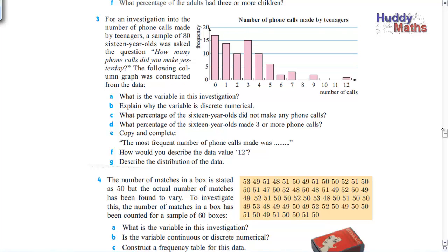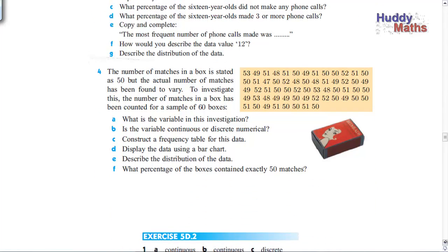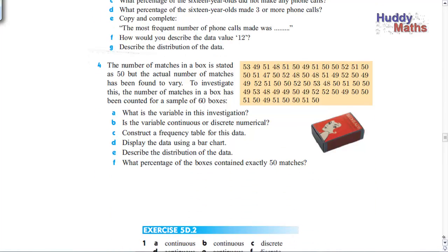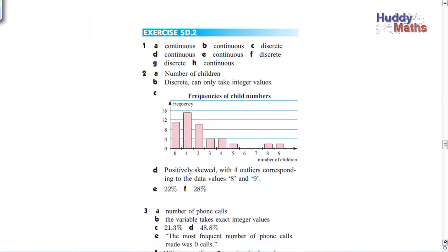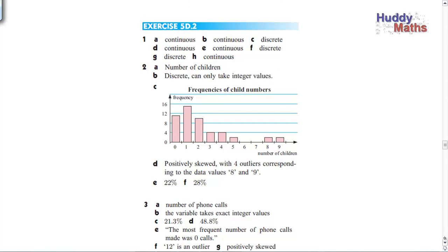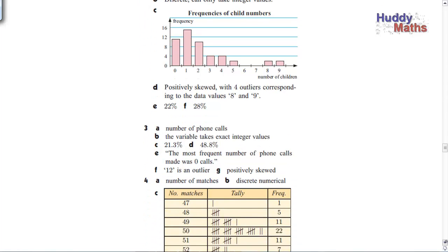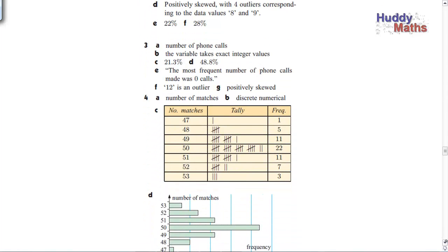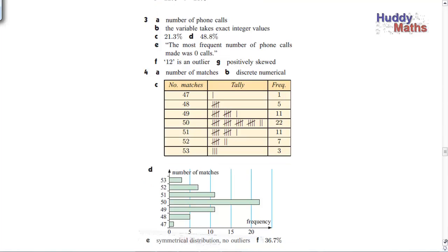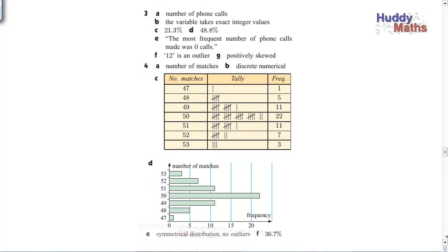We'll do 3, trying to interpret from the graph now. Okay, pause it, have a go. Let's go down to 4. Okay. Right, pause it, have a go, and now let's mark it. There's 5D2, question 1 and 2. And 3 and 4, just go down a bit more so we can get them all. Yep, 3 and 4.